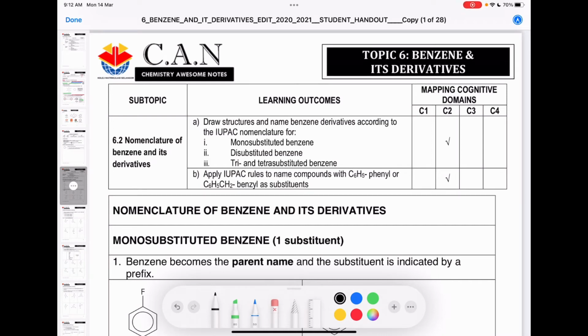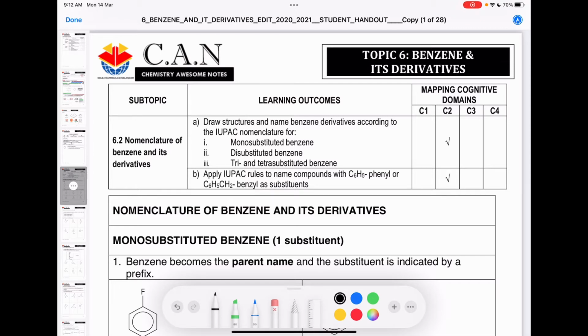Hi everyone. Now in this video, I'm going to show you how to name benzene and its derivatives. As you can see in the learning outcomes, by the end of this topic, you should know how to draw the structure and name the benzene derivatives according to the IUPAC nomenclature.